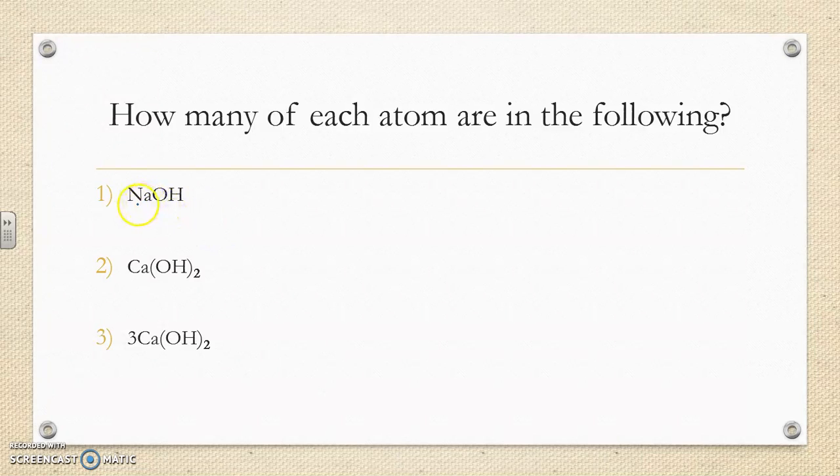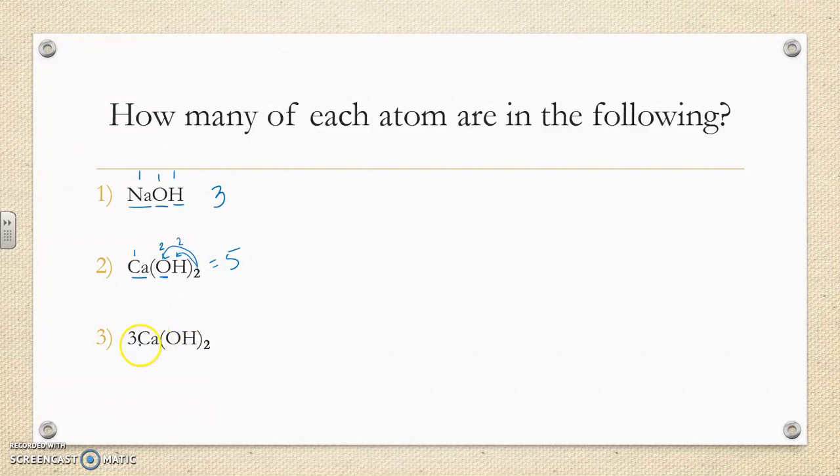So, sodium, there's 1, oxygen, there's 1, and hydrogen, there's 1. So we have a total of 3 atoms in this compound. For calcium hydroxide, we have 1 for calcium. There's 1 oxygen inside, but we multiply it by the number on the outside. So there's 2, and we do the same thing for the hydrogen. So there's 2 for a total of 5.